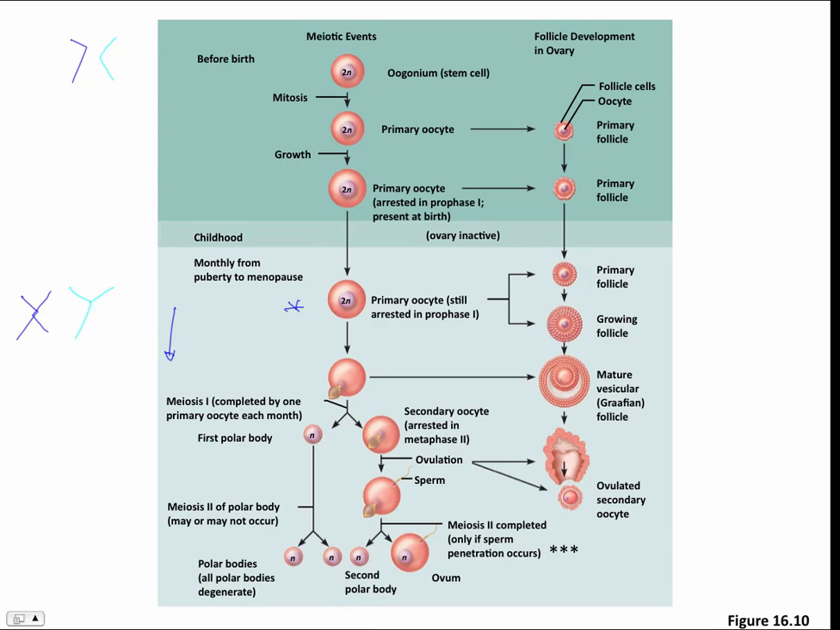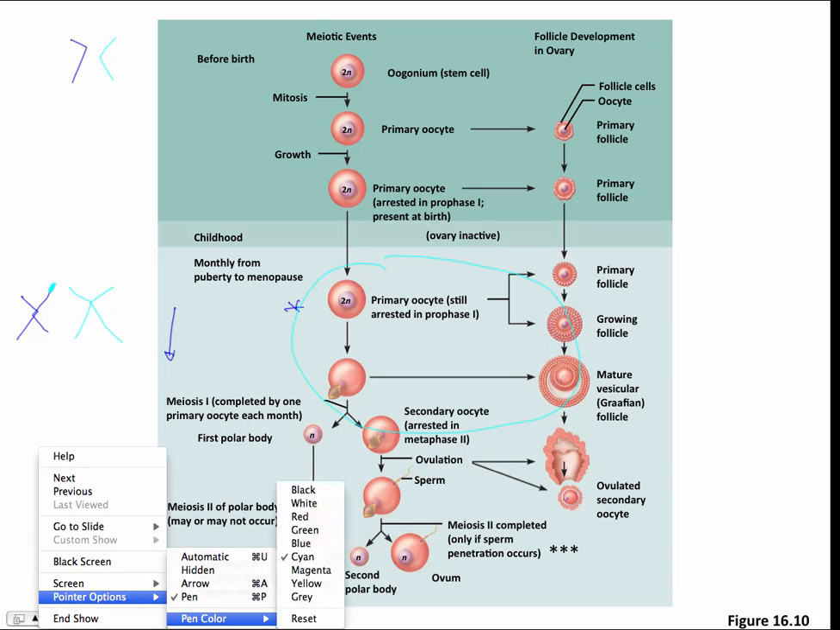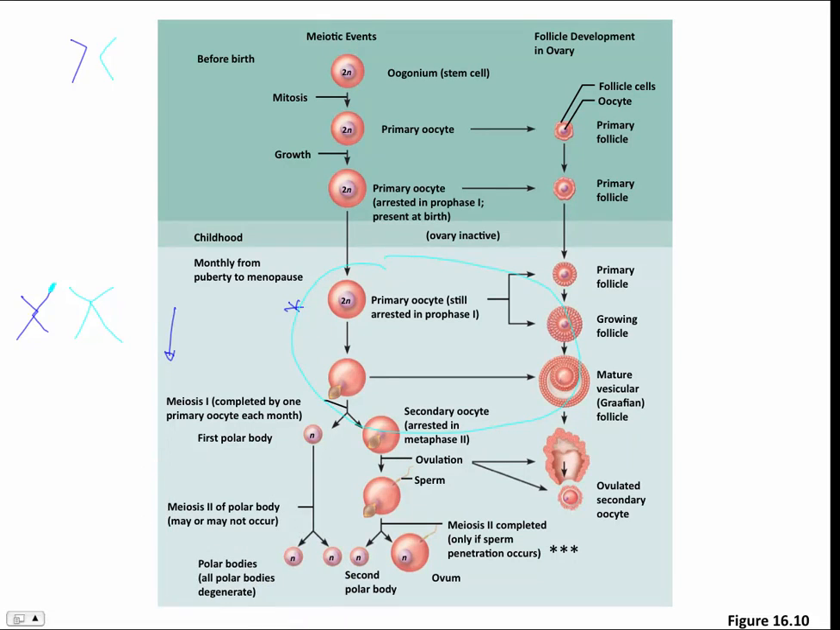So your mom's and then your dad's. And then during this phase, this is where you can also have that genetic diversity, meaning that you can have crossing over where your mom can get some of your dad's and your dad can get some of your mom's. Here we have the secondary oocyte that's formed.